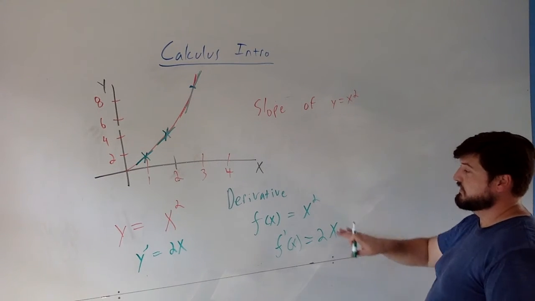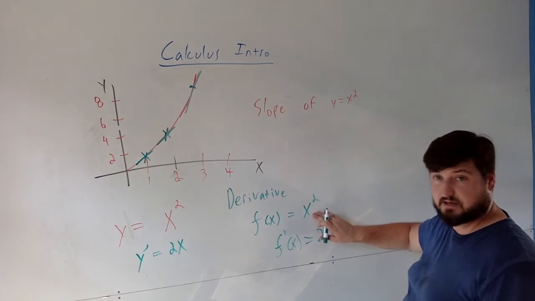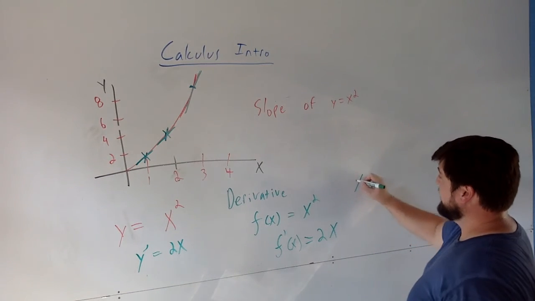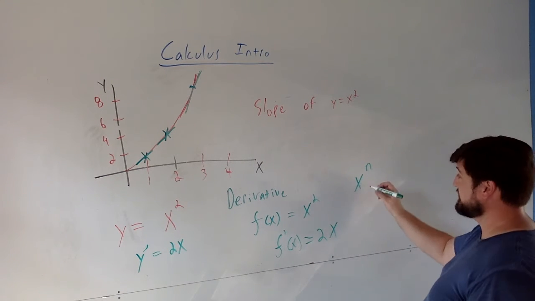Okay, so let me write out the general formula for this, okay? For any power or anything here, okay, you have x to some power. Okay, so how do you go ahead and find a derivative of this function?